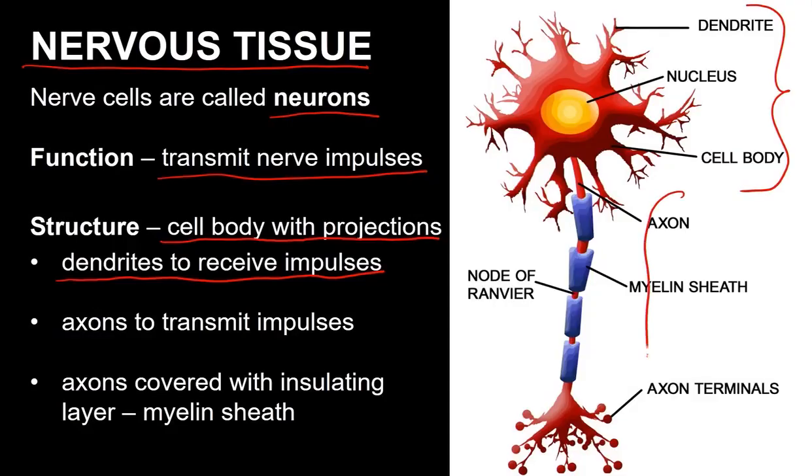Then, once the neuron has received the nerve impulse, it's got to pass the nerve impulse along. And that is why it has a long projection called an axon, and that transmits the nerve impulses to other parts of your body or other parts of the brain.